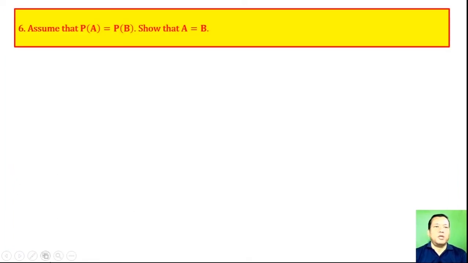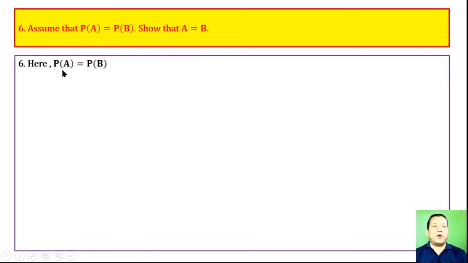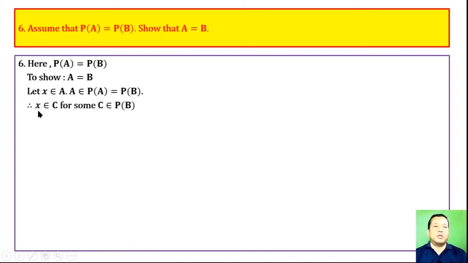Question number 6. Assume that power set of A is equal to power set of B. Show that A equals B. Here P of A is equal to P of B. To show A equals B, let X belongs to A. Then A belongs to power set of A. Since P of A equals P of B, A is an element of P of B. Therefore, X belongs to C for some C belongs to P of B.